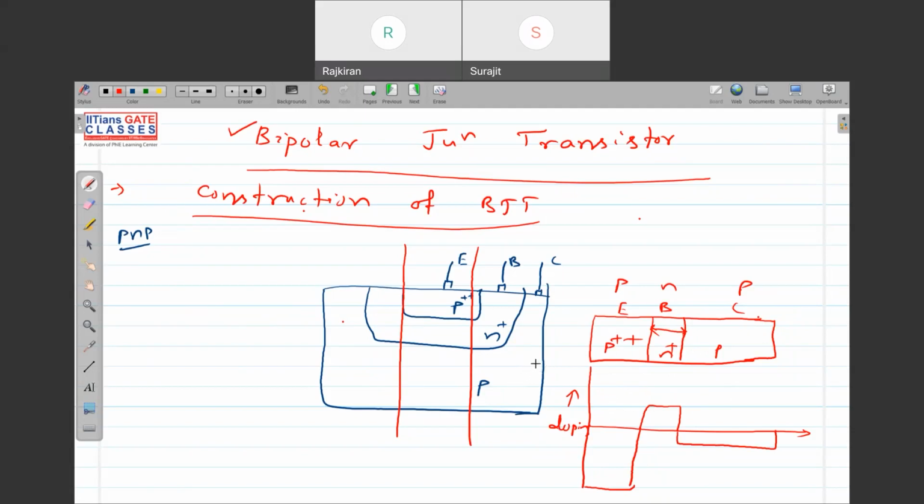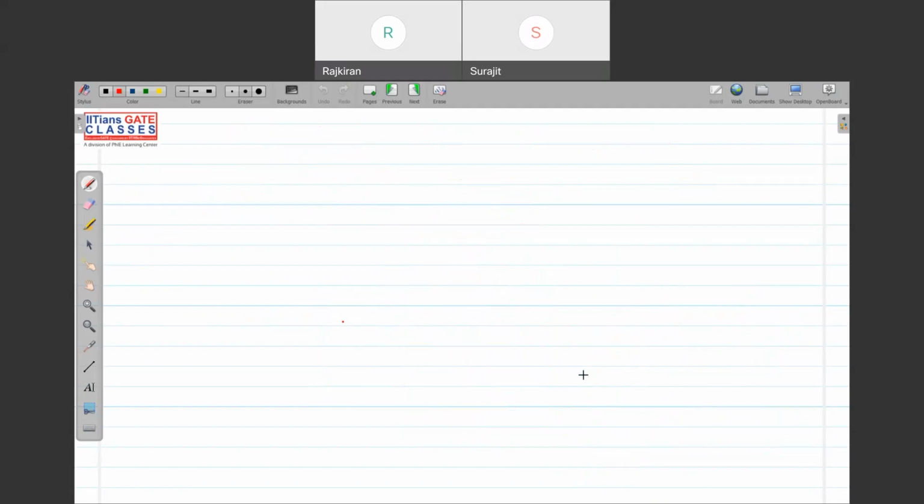Let us now understand the basics of this transistor action. For that, we will take the transistor.